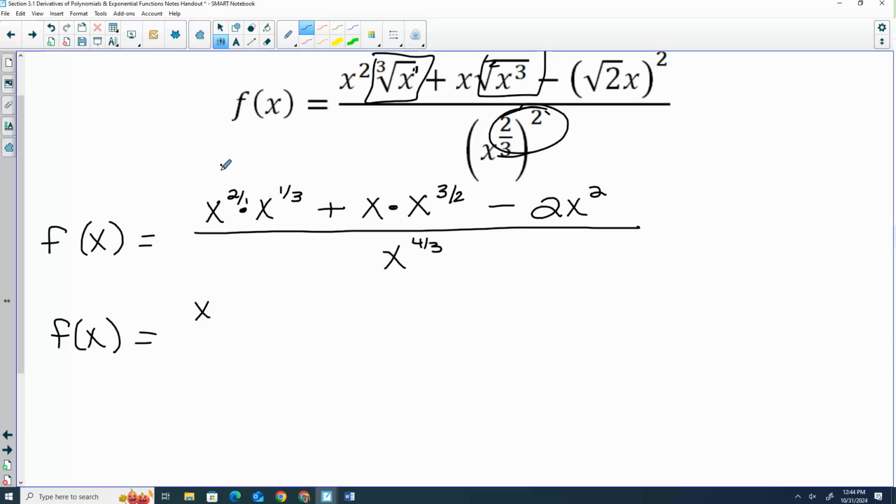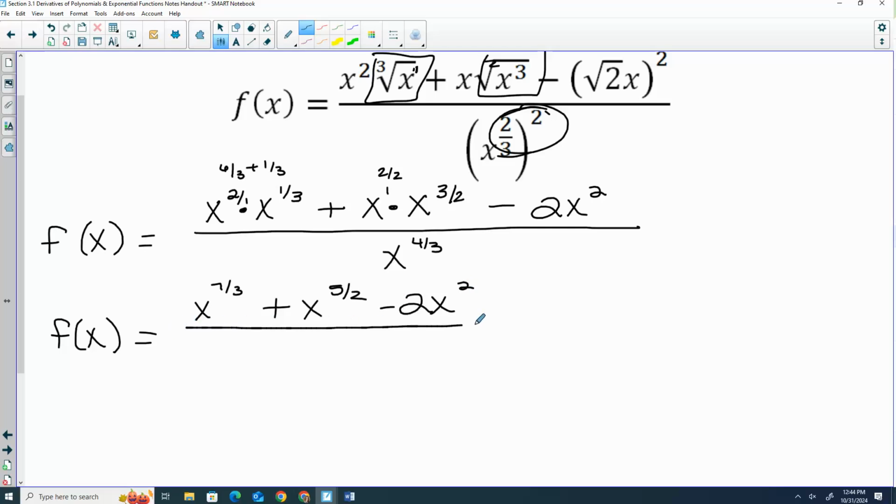Remember, this is like 2 over 1. You have to have a common denominator. So 2 over 1 is like 6 over 3 plus 1 over 3, so that's 7 over 3. Plus, this is an x to the first. 1 is like 2 over 2. So 2 over 2 plus 3 over 2 is 5 over 2. Wait, how is that over 2? Oh, because it's a square root. Got it. Okay.